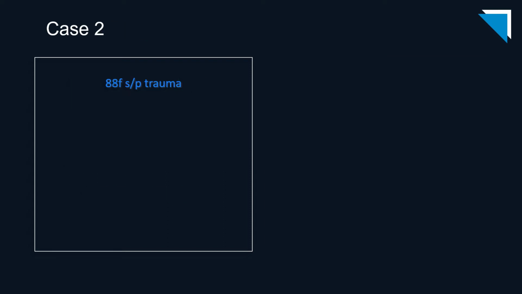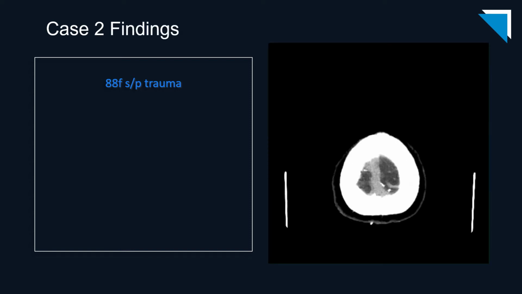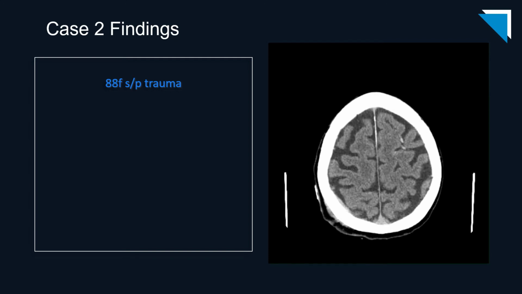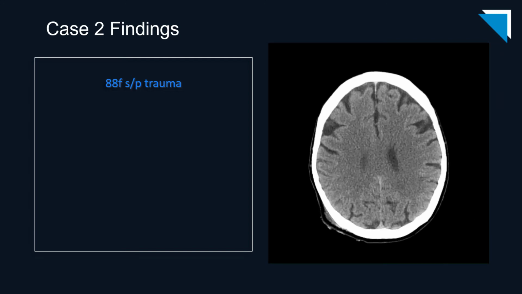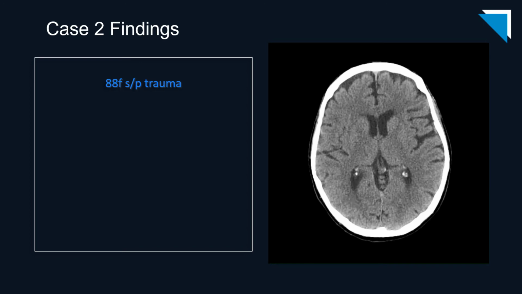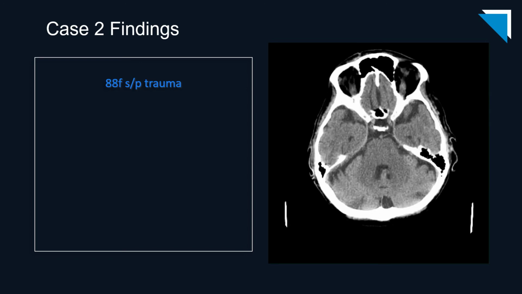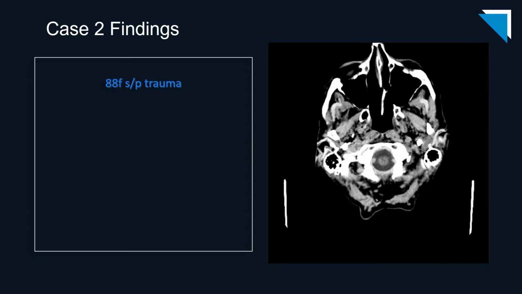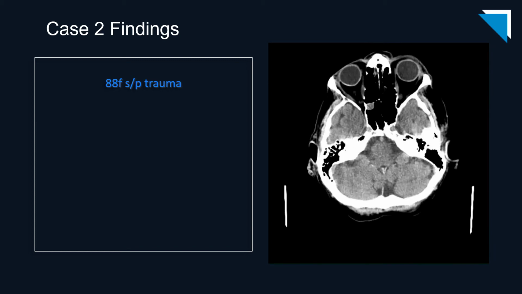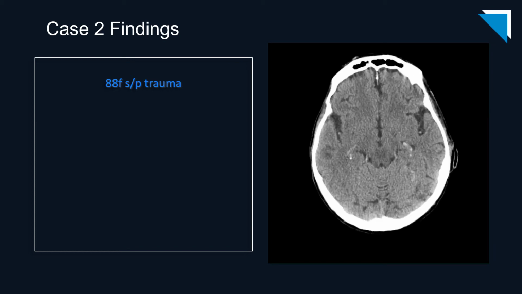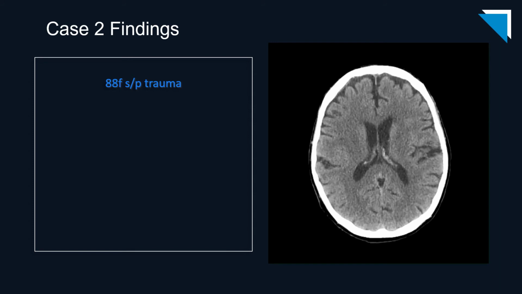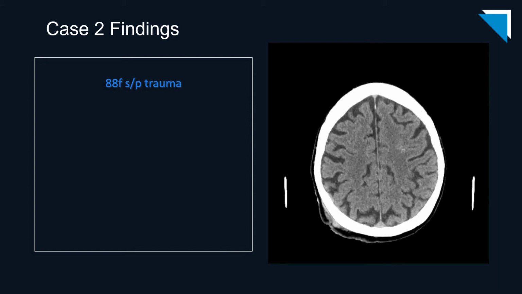Our next patient is an 88-year-old woman, status post-trauma. These are axial images from a CT scan of the head, and if you do a quick look, as I do, you'll probably notice immediately the subarachnoid blood products at the left anterior vertex. There are also senescent changes which are expected.